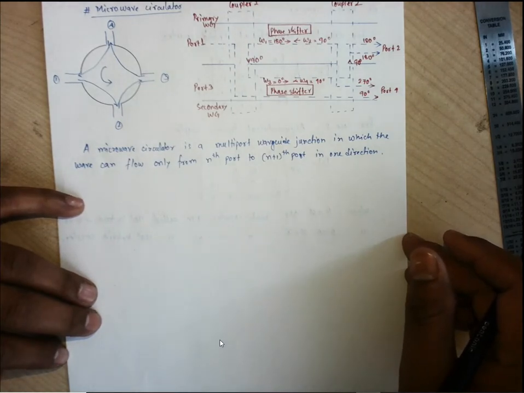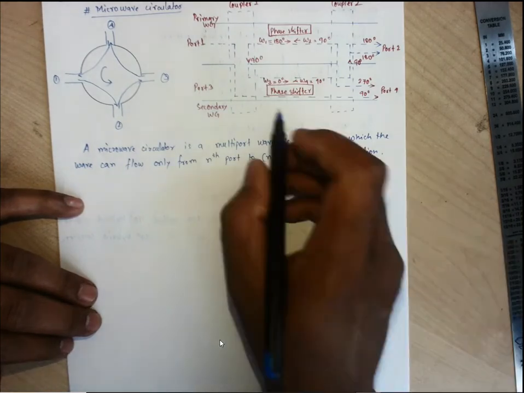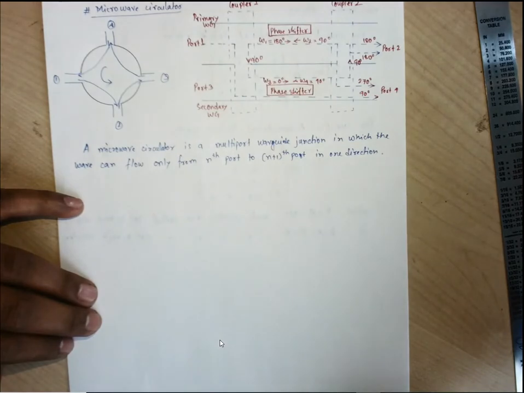So what is this reciprocity? We can have the input and output interchanged. The input can serve as an output, the output can also serve as the input. Okay, so that is what a reciprocal device is. So for this case, the phase shifters are not reciprocal, they are non-reciprocal phase shifters.